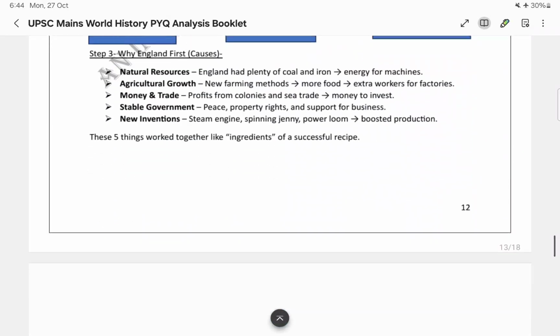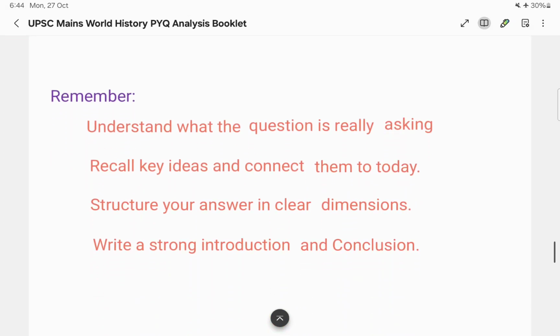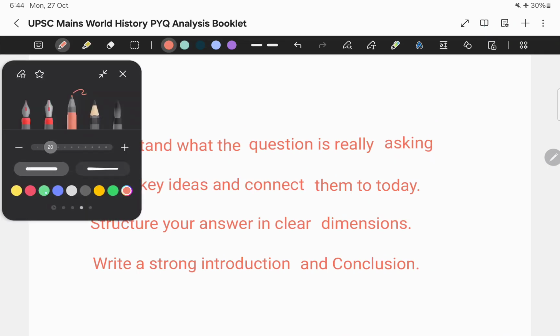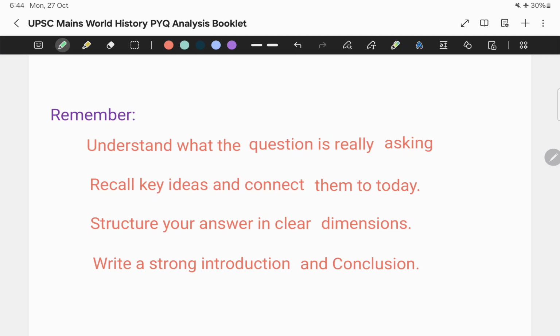So if I need to summarize what we have understood from this particular question, it's not about this question alone, but about most questions. So what are the understandings? First, understand what the question is really asking. Like over here, it was not asking about the French Revolution. It was basically asking about the significance of the French Revolution, which still exists in our contemporary world today as well. So understanding the question is very important.